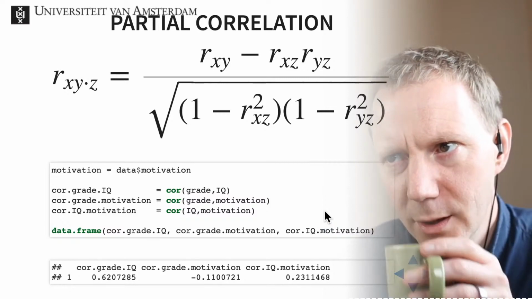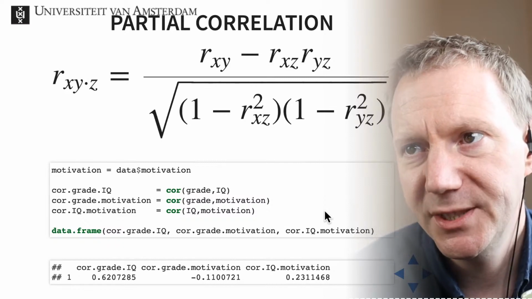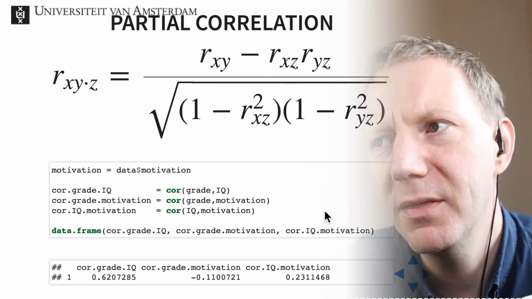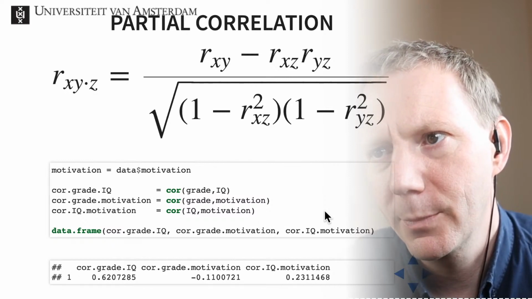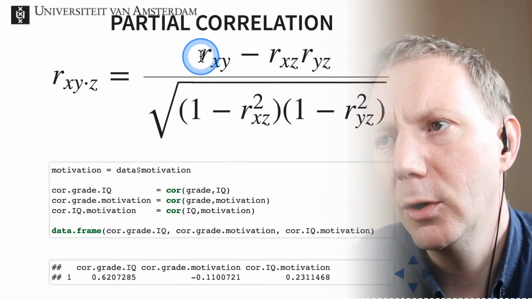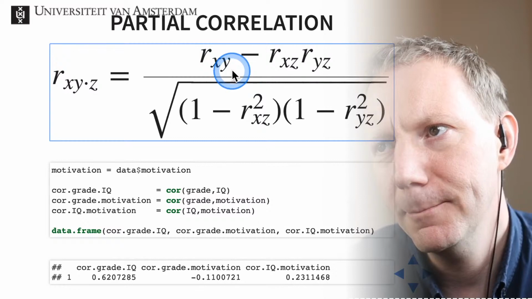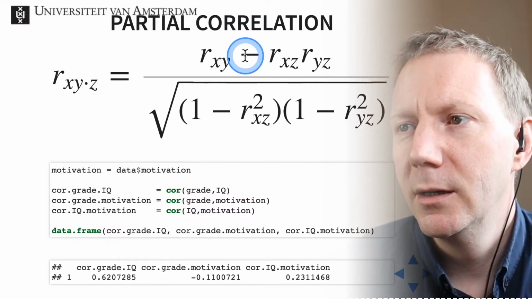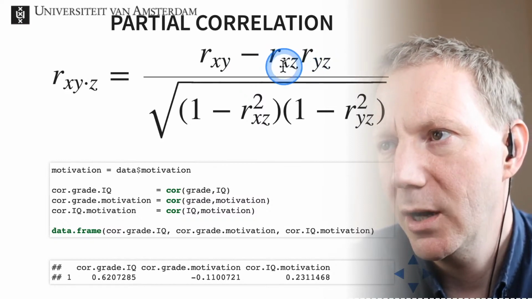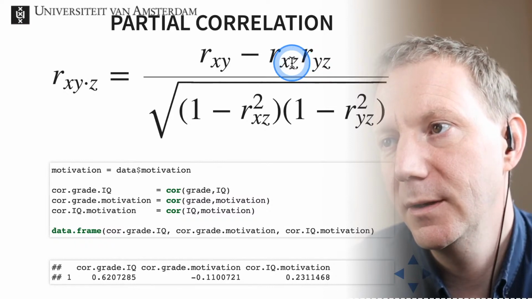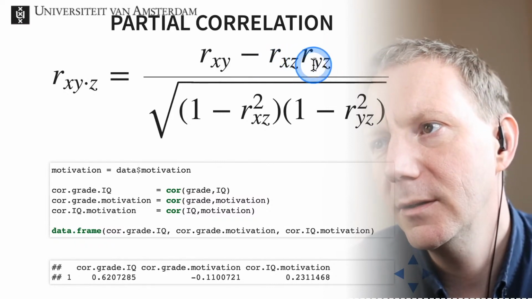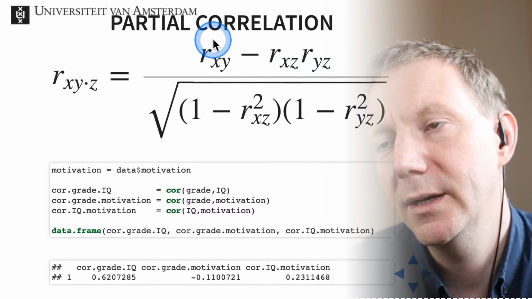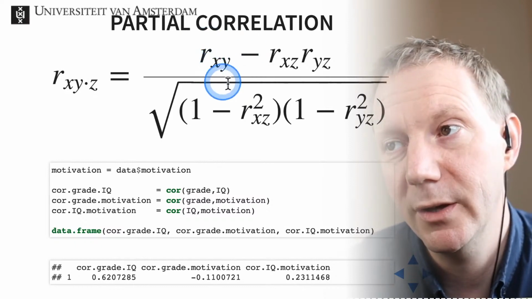So if you look at this equation, the first thing you see is that this is not a linear model. We don't have beta coefficients, we don't have an error term in here. The only thing that we have here is correlation values. Where you would normally have just the correlation between x and y, the correlation between your two variables that you're interested in, now you subtract the multiplication of the relation that x has with the z variable and the relation that y has with the z variable. If you take those two parts out, then you're essentially reducing your initial correlation value.